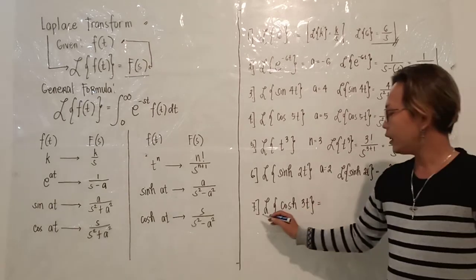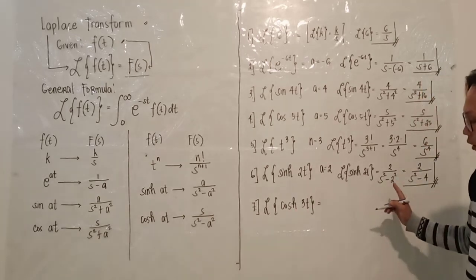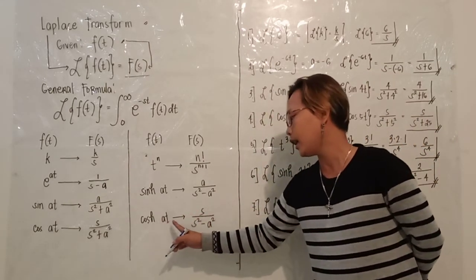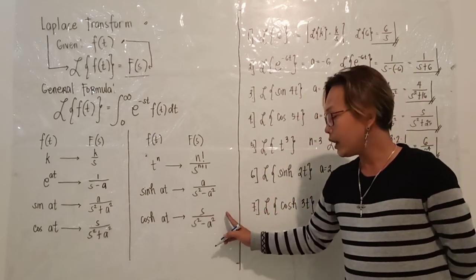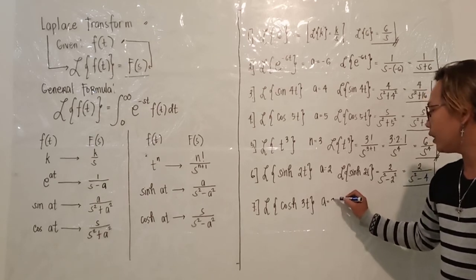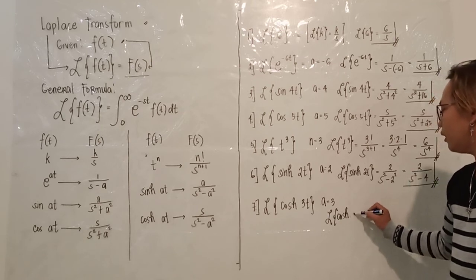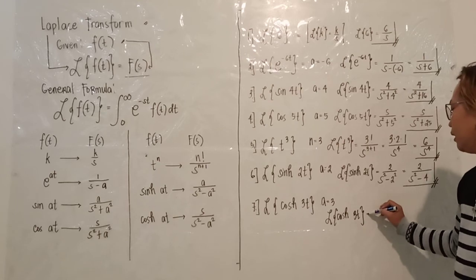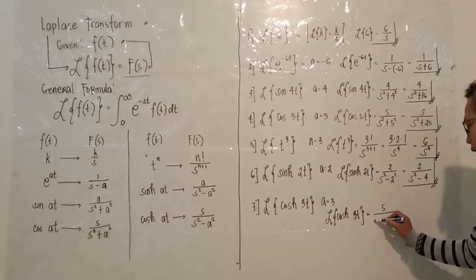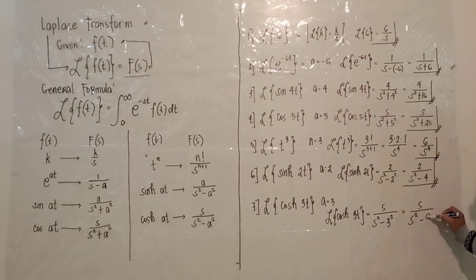Then the last part is number 7. The Laplace transform of hyperbolic cosine of 3t. This falls under the hyperbolic cosine of at, which is s over s squared minus a squared. So identify the value of a. The value of a is 3. So the Laplace transform of hyperbolic cosine of 3t is simply s over s squared minus 3 squared. So that is s over s squared minus 9.